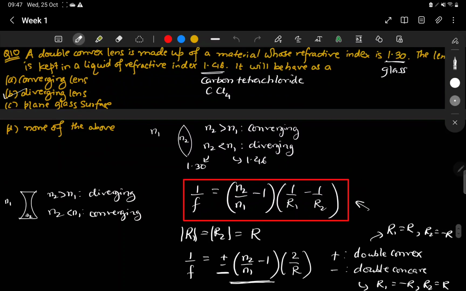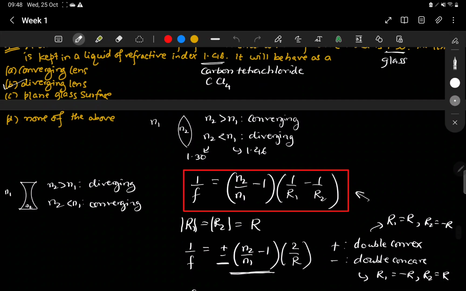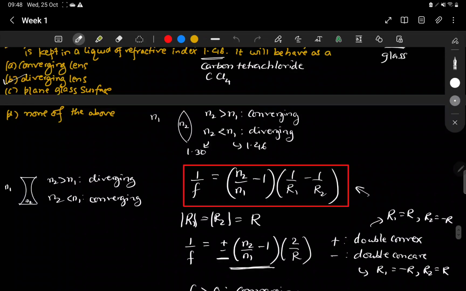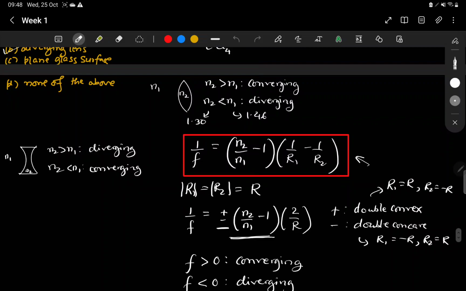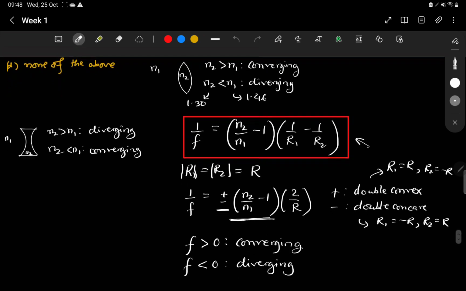The one in the red box is the expression for the lens. It's the lens formula. So 1 over f is n2 by n1 minus 1 times 1 over R1 minus 1 over R2, where f is the focal length of the lens, n2 is the refractive index of the material of the lens, and n1 is the refractive index of the surrounding medium. R1 and R2 are the radii of curvature of the first and the second surfaces. And we need to keep the sign convention in mind whenever we are working with the lens formula.